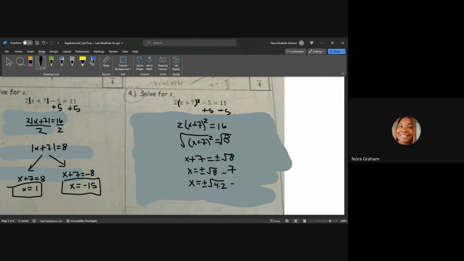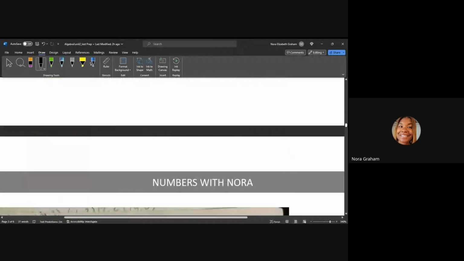Using the square root property, I can break those apart. The square root of 4 is going to be 2. That 2, I do not have a square root for; 2 is not a perfect square. So then I would just have plus or minus 2 square root of 2, minus 7, and that's going to be my final answer. I could break these apart if you're asking for 2 different x's. You would have x equals negative 2 square root of 2 minus 7, and x equals positive 2 square root of 2 minus 7. All right, let's go on to 5.